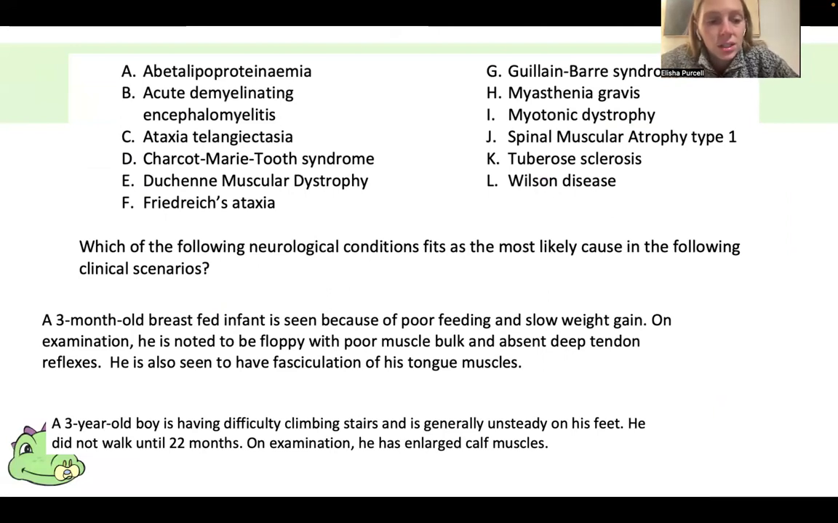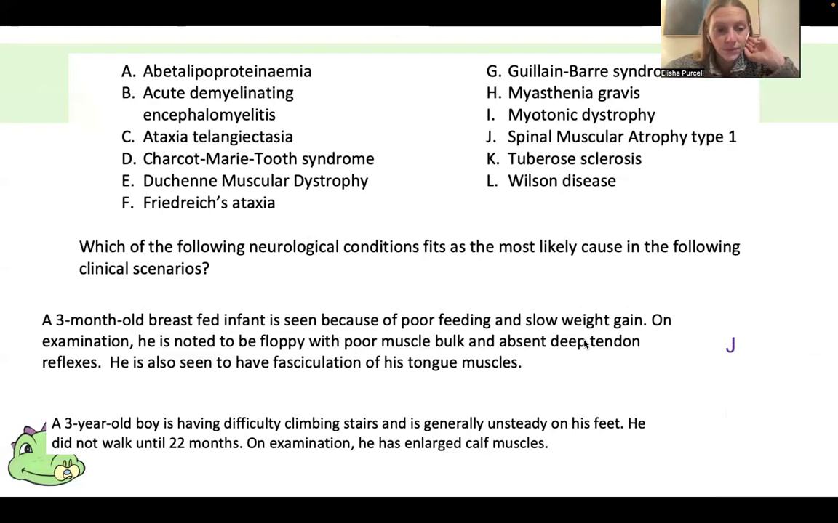The next two questions. You've got a 3-month-old breastfed infant seen because of poor feeding and slow weight gain. On examination, he's noted to be floppy with poor muscle bulk and absent tendon reflexes. Absent tendon reflexes is a huge buzzword. He's also seen to have fasciculations of his tongue muscles, another huge buzzword. What do you reckon is going on? So it's spinal muscular atrophy. As I said, fasciculations of the tongue, poor feeding, slow weight gain, in conjunction with absent deep tendon reflexes, are the buzzwords.